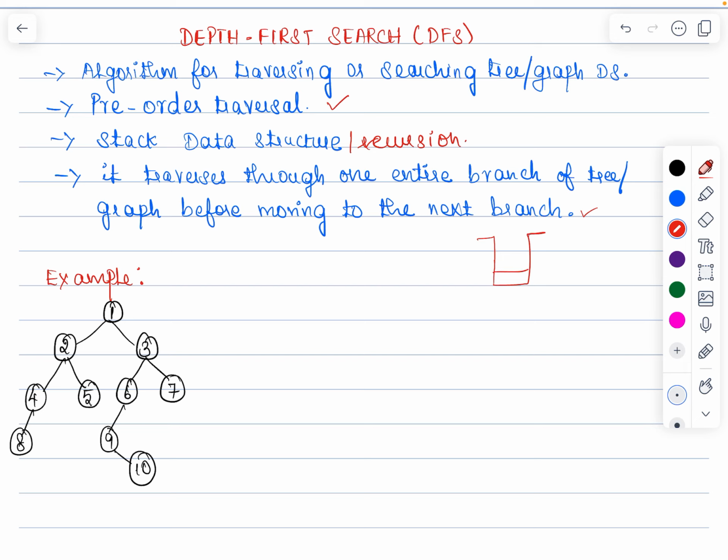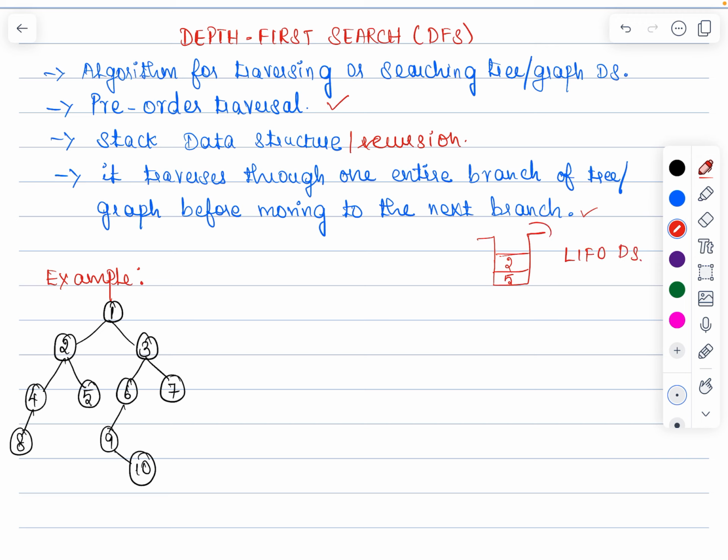For example, element 5 was inserted, pushed into the stack first, and then I am pushing the element 2 into the stack. According to the stack data structure, the element which came first would be coming out last, and the element which came last would be coming out first. So, we call it a last in, first out data structure.